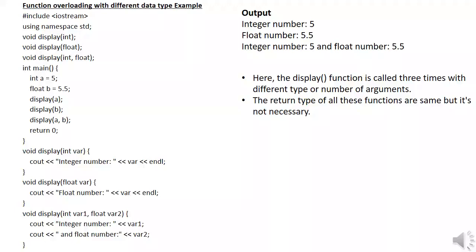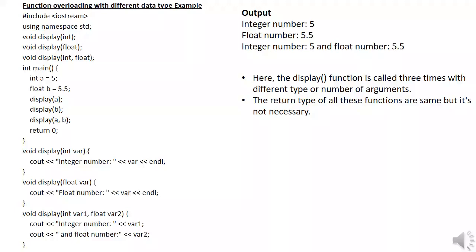Go back to the main function. When I call display of b, what will happen? Which display function will execute? The b value is actually a floating point value. So when I call display of b, control will go to the second function definition, void display of float var, because in the first function definition the argument is an integer number. Here I call display with b, which is 5.5, a floating point number, so it matches the second function definition and it will be executed. So we get the output float number, then whatever floating point value you are passing.